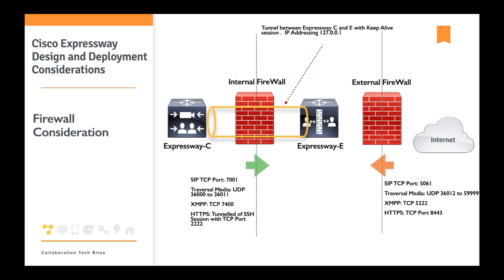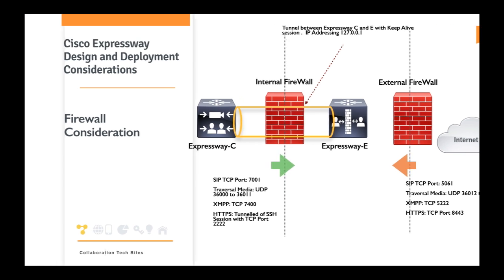Now, what ports need to be considered on the external firewall from the internet to Expressway E? The normal SIP port 5061, traversal media from 36012 to 59999, XMPP TCP 5222, which is for IM and Presence, and HTTPS on 8443 as we do.